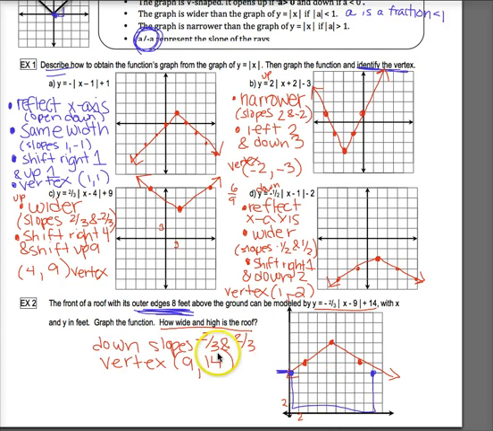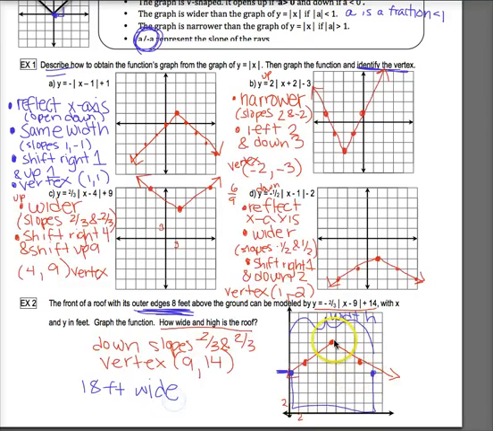So let's look at what it asked. How wide and high is the roof? So width would be this. How wide is the roof? So you can count. We're counting by 2s. So it's 2, 4, 6, 8, 10, 12, 14, 16, 18 feet wide.